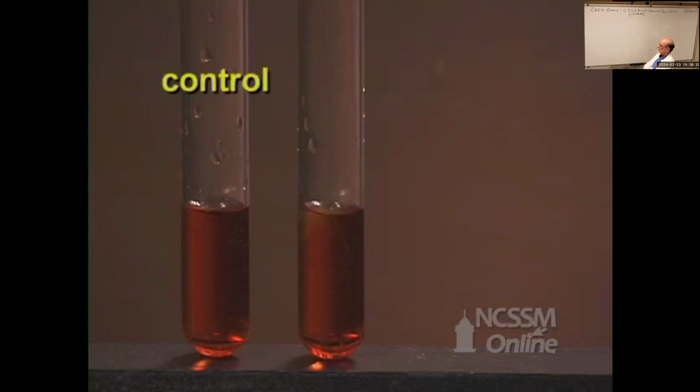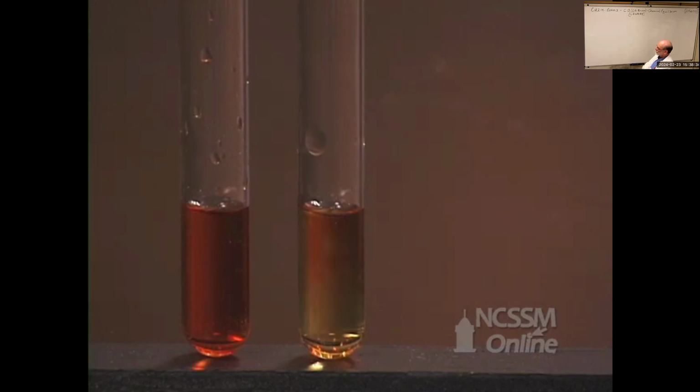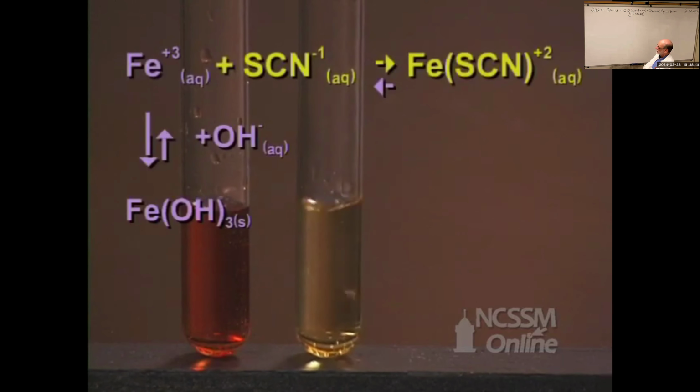We will now add some 1 molar sodium hydroxide solution. We notice that the red color decreases significantly. This indicates that the reaction equilibrium has shifted in the reverse direction. The hydroxide ion precipitates the iron ion, effectively removing it from the solution. The equilibrium shifts in the reverse direction to try and increase the concentration of the iron.